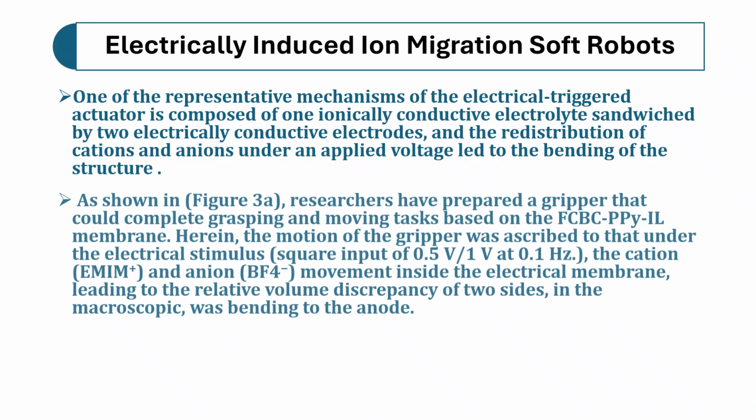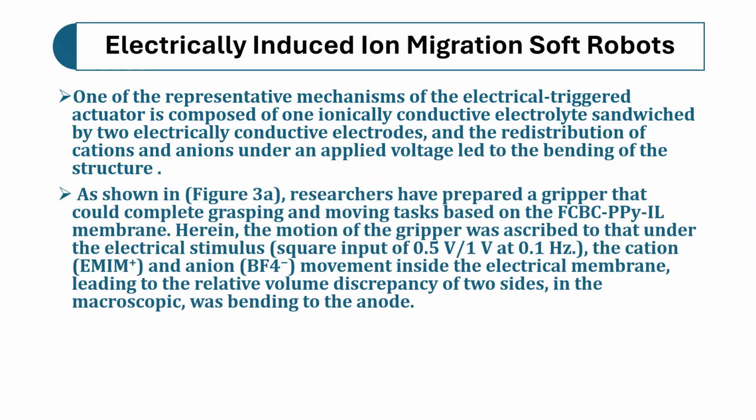Okay. Then I will show you the picture. In this picture, in part 3A, we see that the researchers have prepared a gripper, an electrically induced ion migration soft robot, and it could do the task based on an FCPC PPY IL membrane. This gripper is under electrical stimulus. Clear? The cation we can see is EMIM plus and the anion is BF4 minus, and it bends to the anode. Clear?